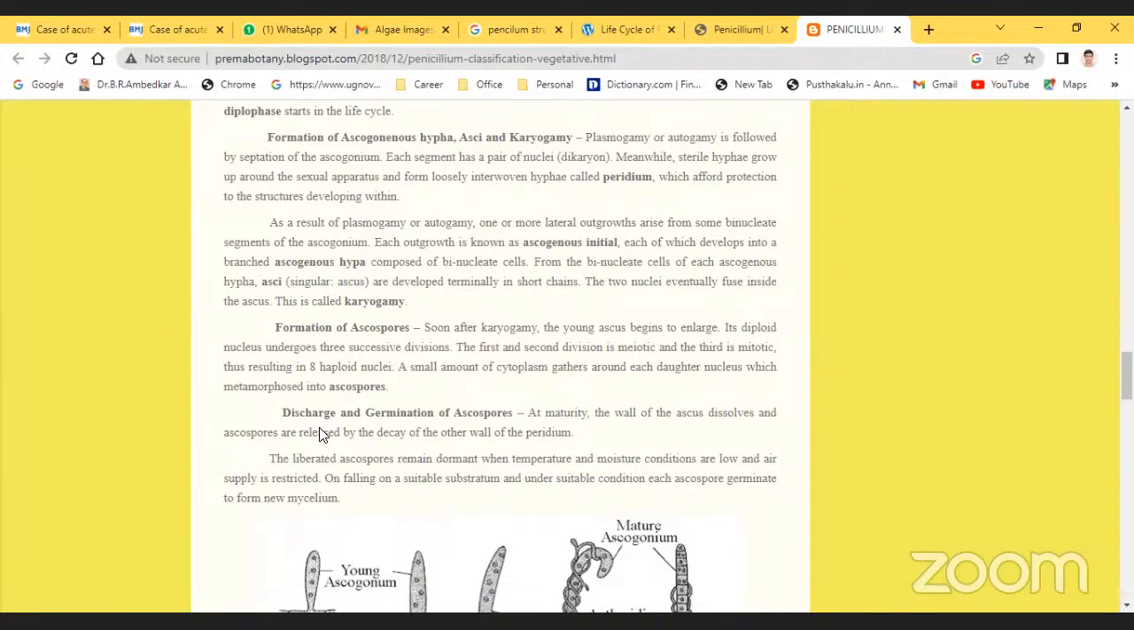From the binucleate cells of each ascogenous hypha, asci are developed. It is a singular ascus. They are developed terminally in short chains. The two nuclei eventually fuse inside the ascus. This is called karyogamy.